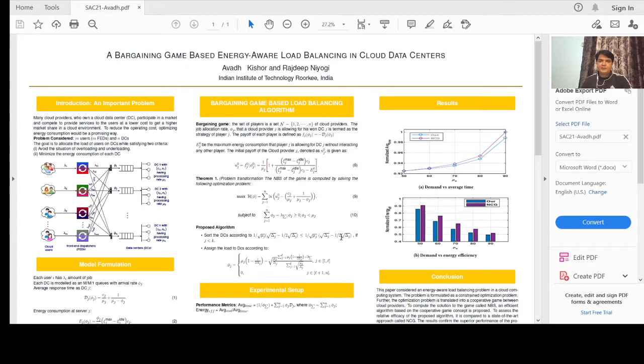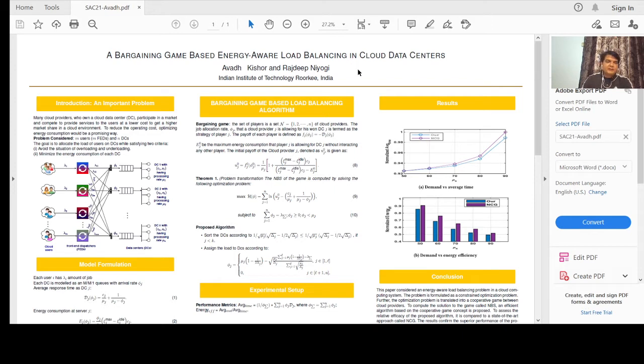I am here to present my research work that is published in SAC 21 as a poster paper. The title of my paper is Bargaining Game based Energy Aware Load Balancing in Cloud Data Centers, and this is joint work carried out with Professor Rajdeep Niyogi. He is my PhD supervisor.